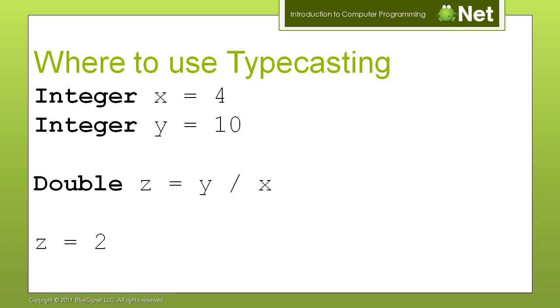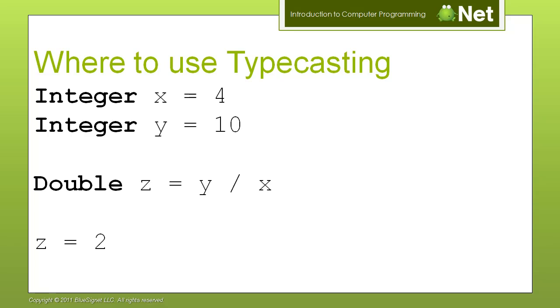So let's look at an example of where typecasting is actually used. So this is a practical typecast example, Brian. So we have integer x equals 4, integer y equals 10. Now I want to have a double value, which, as you guys remember, is a 32, a double-sized floating point value. So we have z equals y over x. So this is 10 divided by 4.